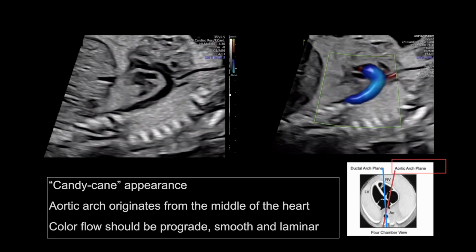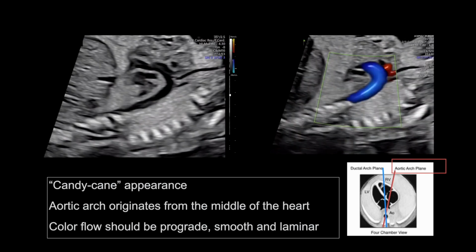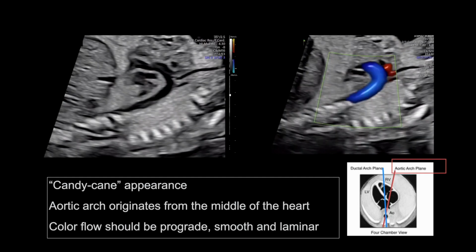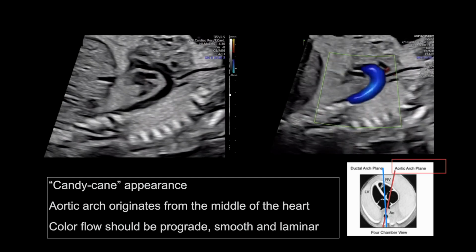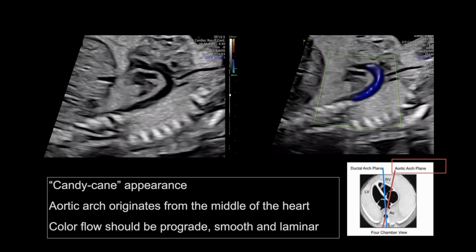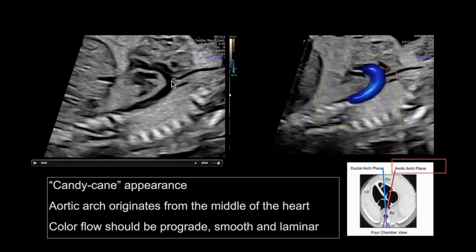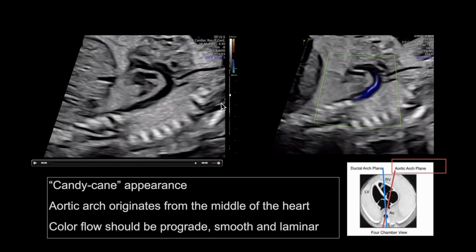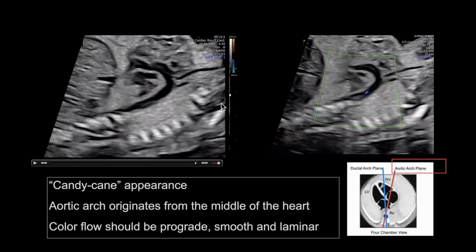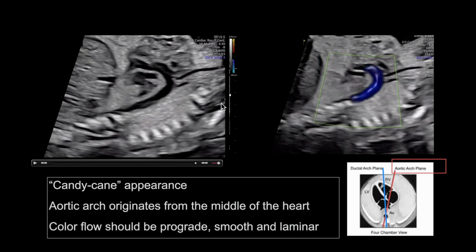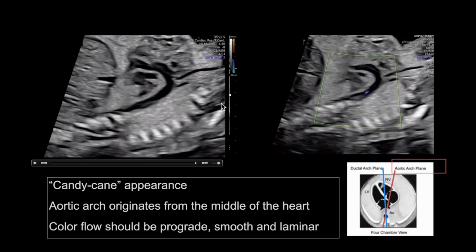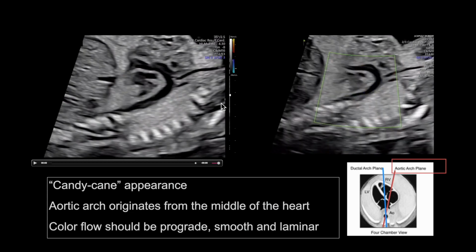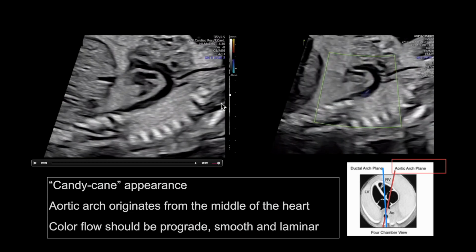Looking at the aortic arch, it arises from the middle of the heart. It has this candy cane appearance. And when we look at it with color flow, the color flow should be prograde, smooth, and laminar. We also want to be paying attention to the head and neck vessels. You want to be looking for this as you go back and forth. You might not be able to see all of them on every fetus, but you want to be paying attention to this because this is how you're going to know that you're actually on the aortic arch and you're not overlapping with the ductal arch, which is in very close proximity.